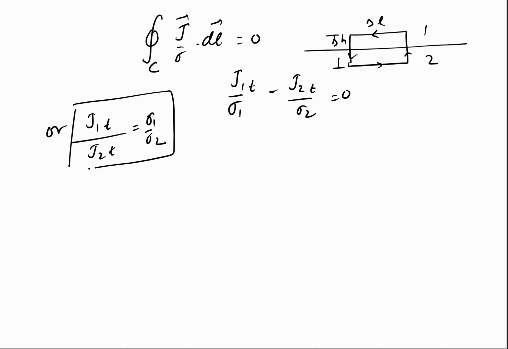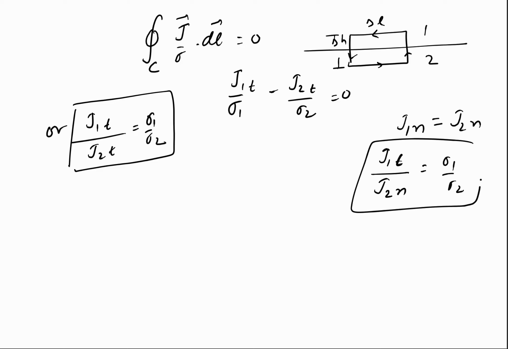So these are the two boundary conditions for steady current densities. First one is that the normal component of steady current density is continuous, and the tangential component has a discontinuity whenever there is a change in the conductivity of the media, and this is given by this equation. These are the two boundary conditions which we may use for solving various numerical problems.